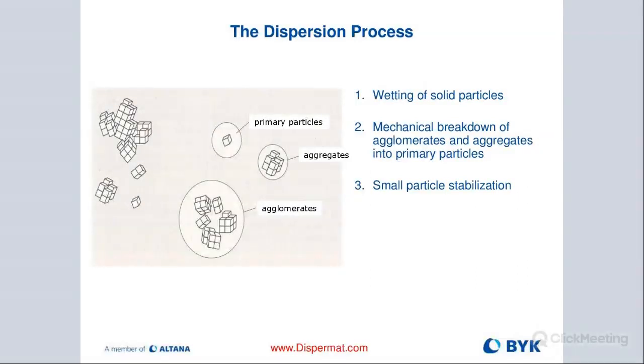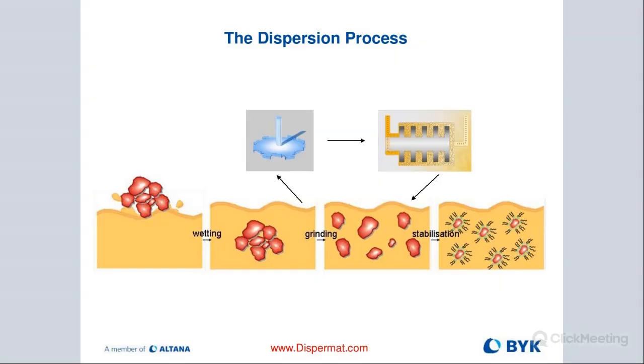So the first step is we need to wet our solid particles. That's why that dispersion, pre-dispersion process is so important. It allows us to mechanically break down these agglomerates and then turn them into aggregates. And then furthermore, for milling, we go down to the primary particle size. And at the end, we want to stabilize our particles again with the right additive for our formulation.